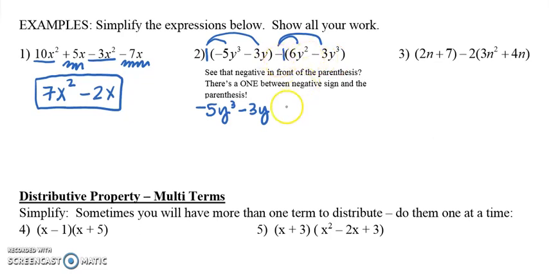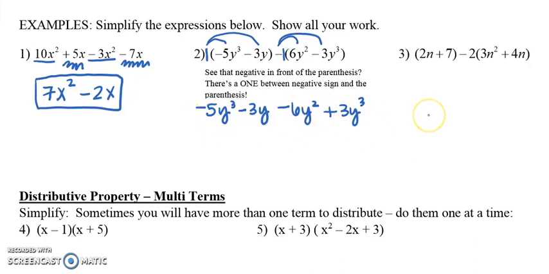Negative 1 times 6y squared is negative 6y squared. Negative 1 times negative 3y cubed is positive 3y cubed.